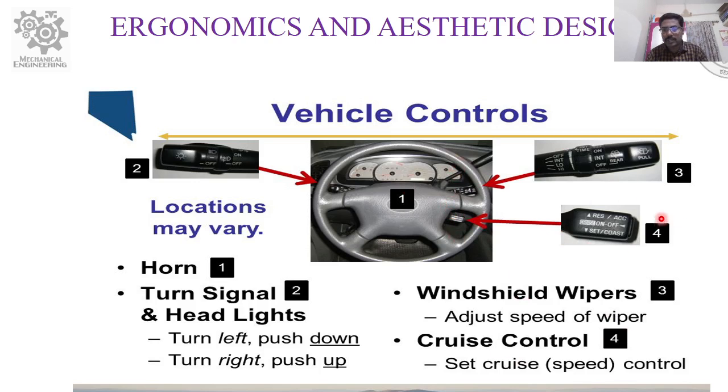And the fourth one is cruise control. It sets the cruise speed, controlling and maintaining the speed of vehicles. These are the main vehicles where we use controlling devices, and in different mechanical or electrical fields and other related machine sites, we also use controlling devices.